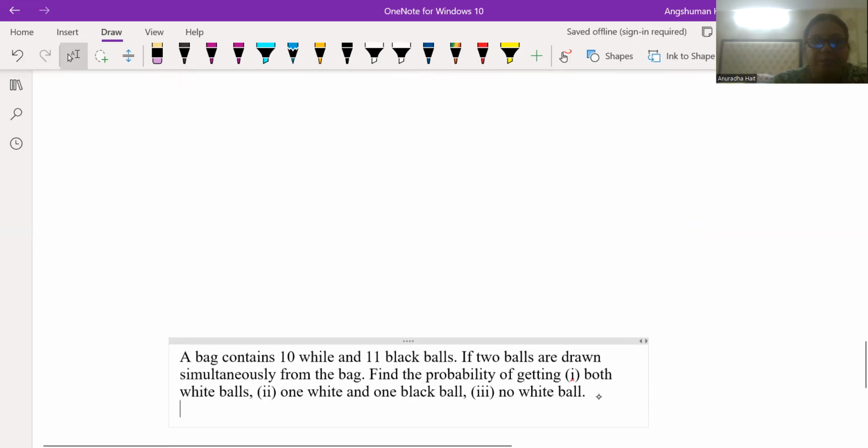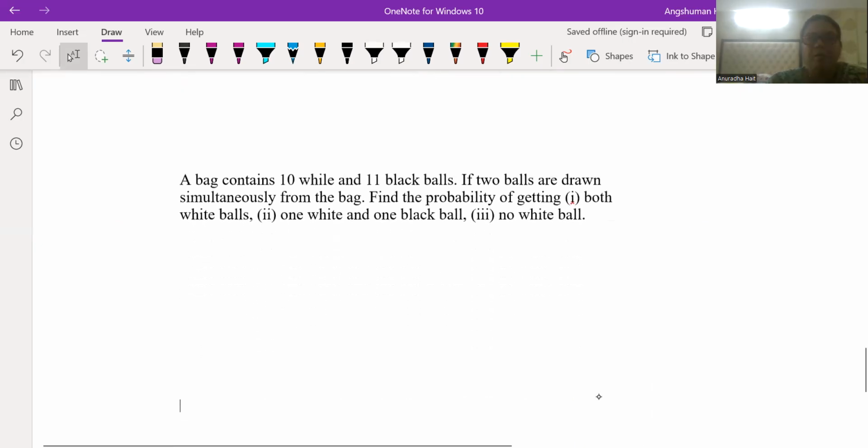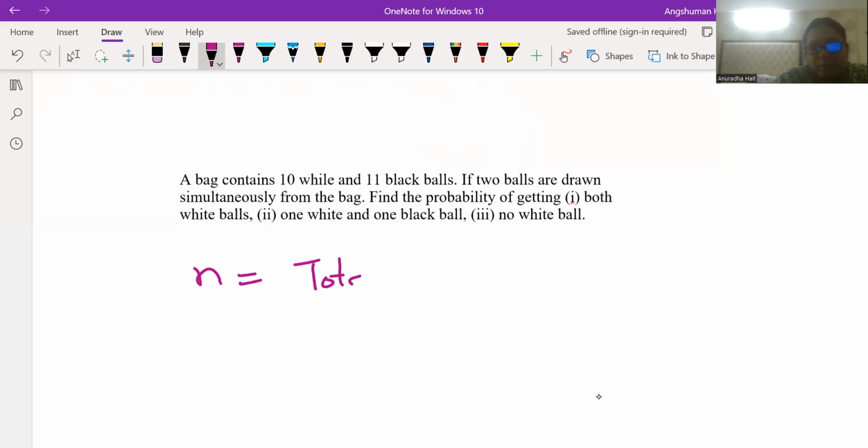Now come to the third question. What is the question? A bag contains 10 white and 11 black balls. So total how many balls are there? There are 21 balls. I'm not writing 21 balls here. You may write it, but there is no need. We will write in this way, n equal to total number of cases. When too many cases are there, we can write it this way also. So how many balls are there? 21. 2 balls are drawn simultaneously from the bag.